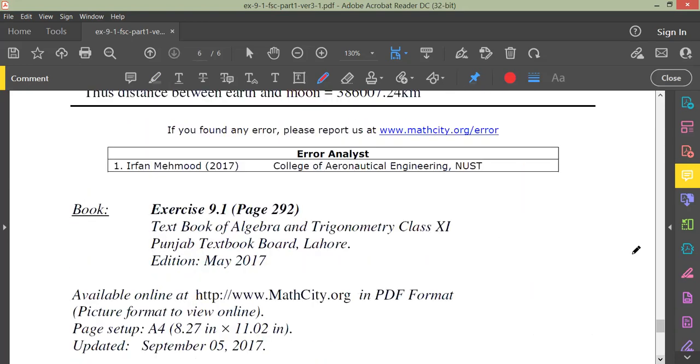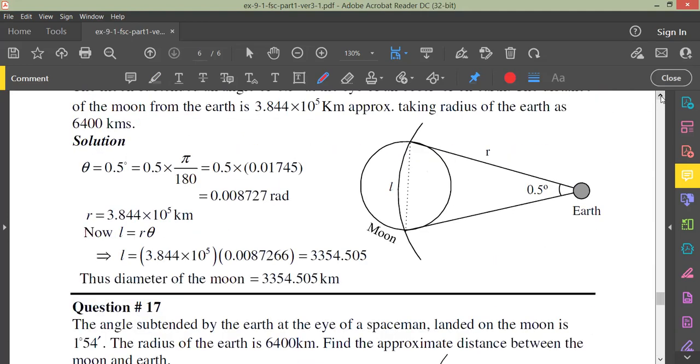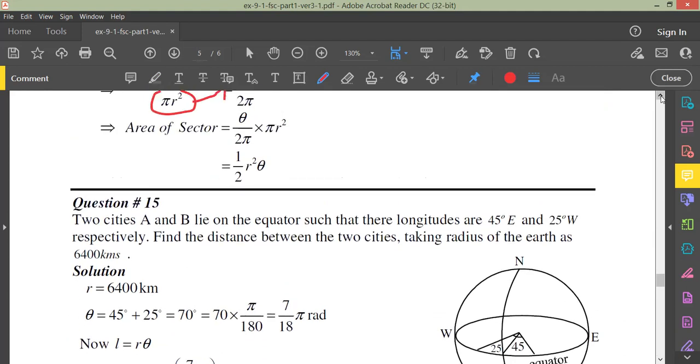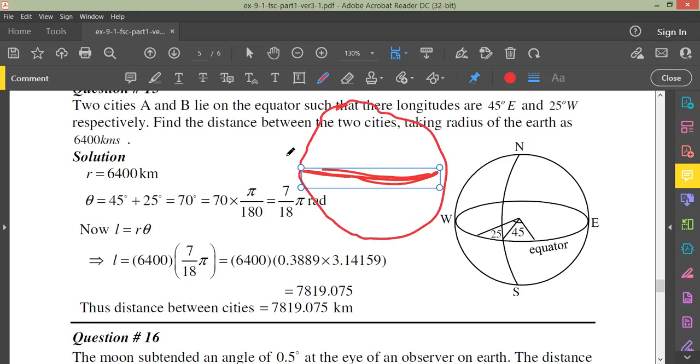Okay, 3 questions are remaining. Two cities A and B. We can simply take two cities. Two cities A and B lie on the equator. This is our equator. If we make the diagram of Earth, this is called equator.